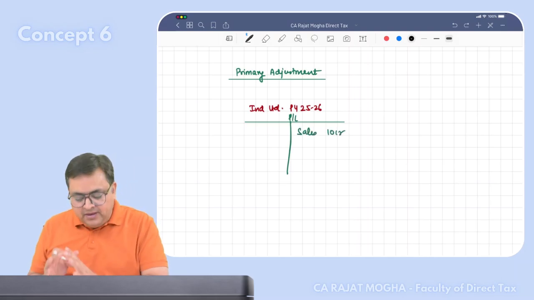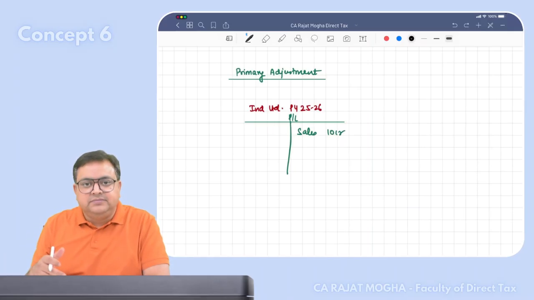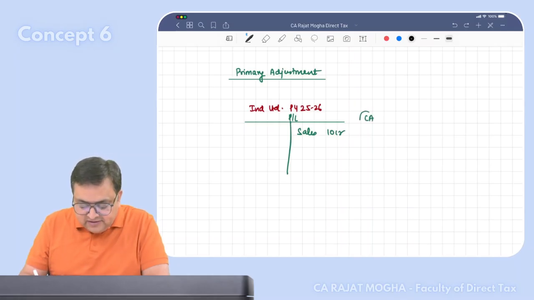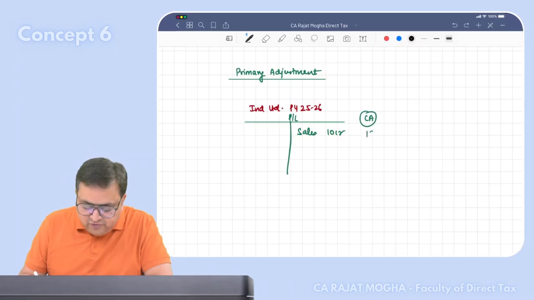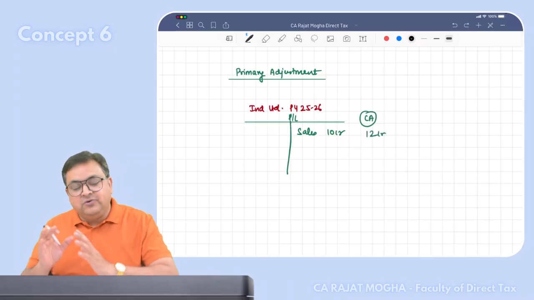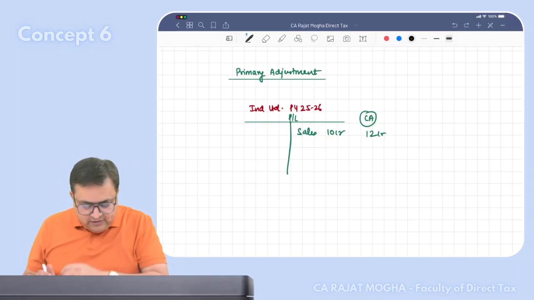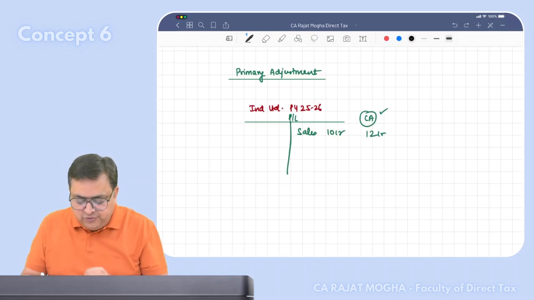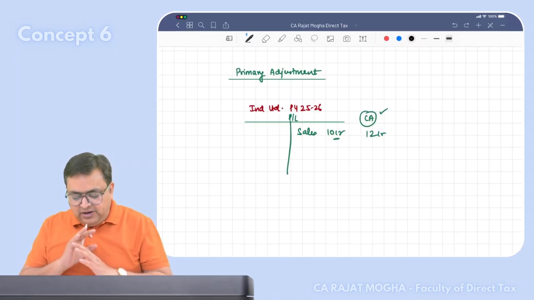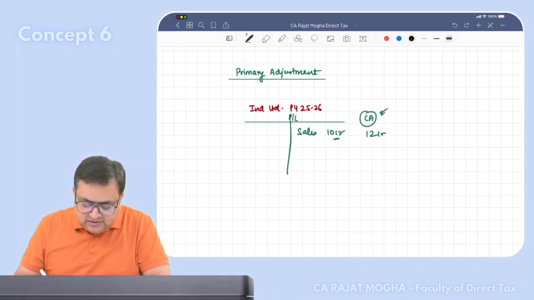They have shown it. But when determining the ALP, their chartered accountant, the auditor, the person who will issue the TP report, said, no sir, actually the ALP should have been 12 crore. Is the department involved as of now? No. As of now, the assessee is dealing with his chartered accountant, who is saying that the ALP should be 12 crore, and you have done it at 10 crore, which is wrong. So in order to avoid all the penalties, the chartered accountant is saying, sir, please show it at 12 crore only. So what will the assessee do?